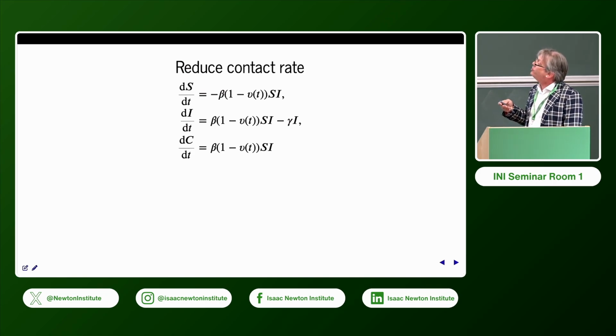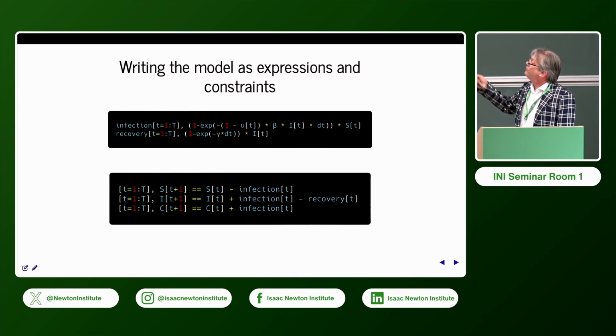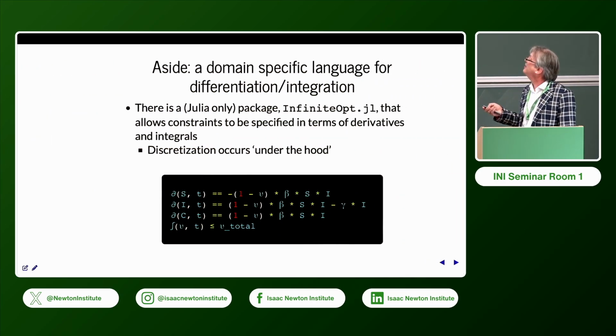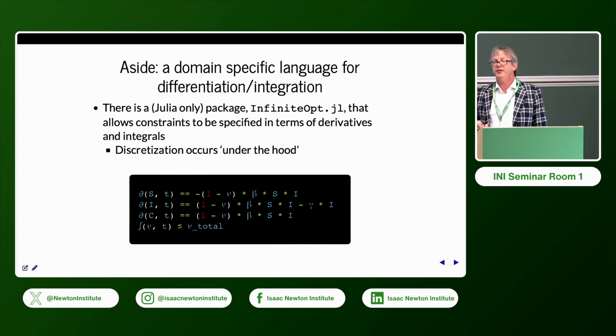So if we have a model where we're reducing contact rate, just a standard SIR model, then the way that we can fit that into a nonlinear program is to discretize it. So infection and recovery, we just have a long vector, and then we've got some nonlinear constraints that represent the discretized differential equations. As an aside, there's actually some nice domain-specific language work in Julia that allows you to write those models almost like the maths, and then under the hood, the discretization is done for you.